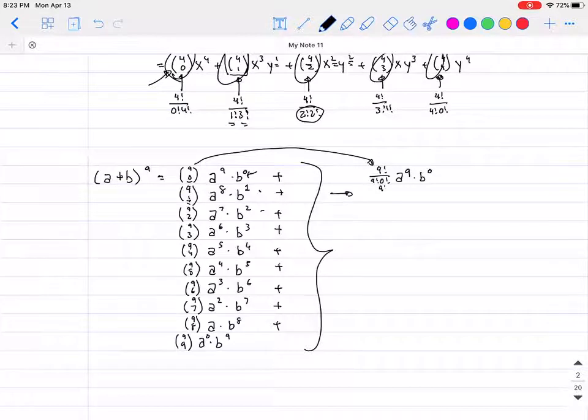Then we have the second part. That is going to be 9 factorial over 8 factorial times 1 factorial times a to the 8th times b to the 1st. And then the next one is 9 factorial over 7 factorial 2 factorial times a to the 7th times b to the 2nd, and so on and so on. And again, you're supposed to add up every single one of these terms all the way to the last term right here, which is going to say 9 factorial over 0 factorial 9 factorial times b to the 9th.